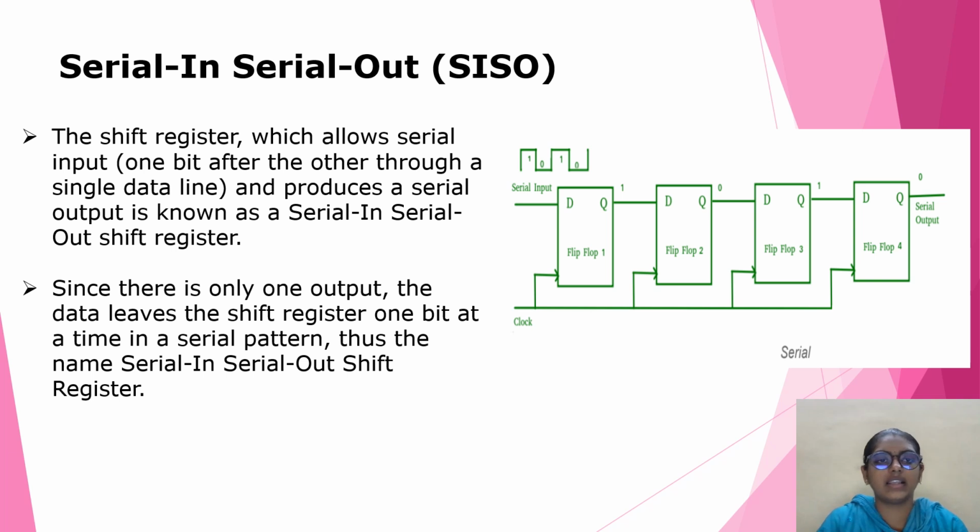First one, serial in, serial out, that is also called as SISO. The shift register, which allows serial input one bit after the other through a single data line and produces a single serial output, is known as a serial in, serial out shift register. Since there is only one output, the data leaves the shift register one bit at a time in a serial pattern. Thus, the name serial in, serial out shift register. This is the block diagram of serial in, serial out shift register.